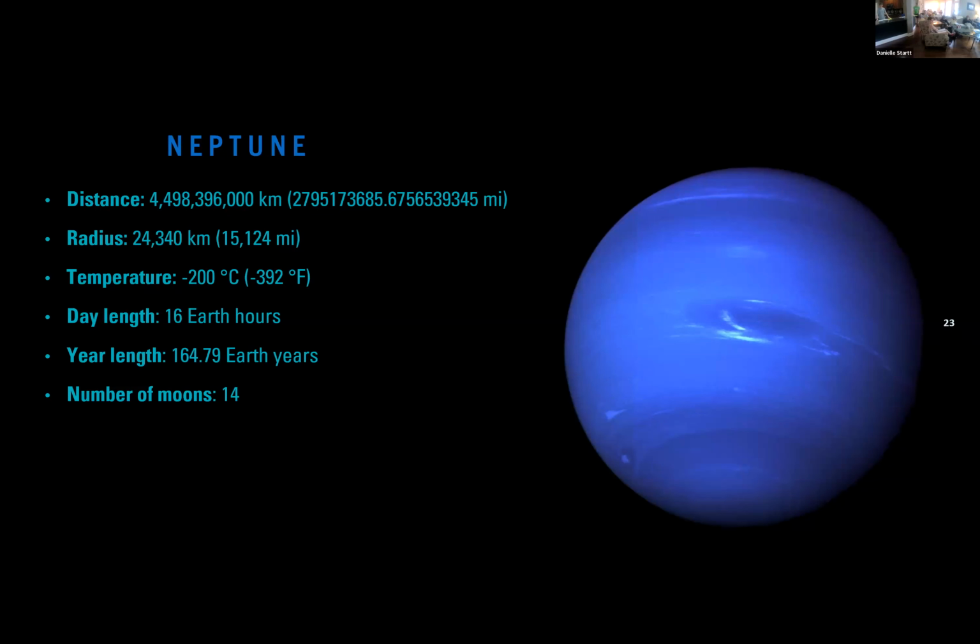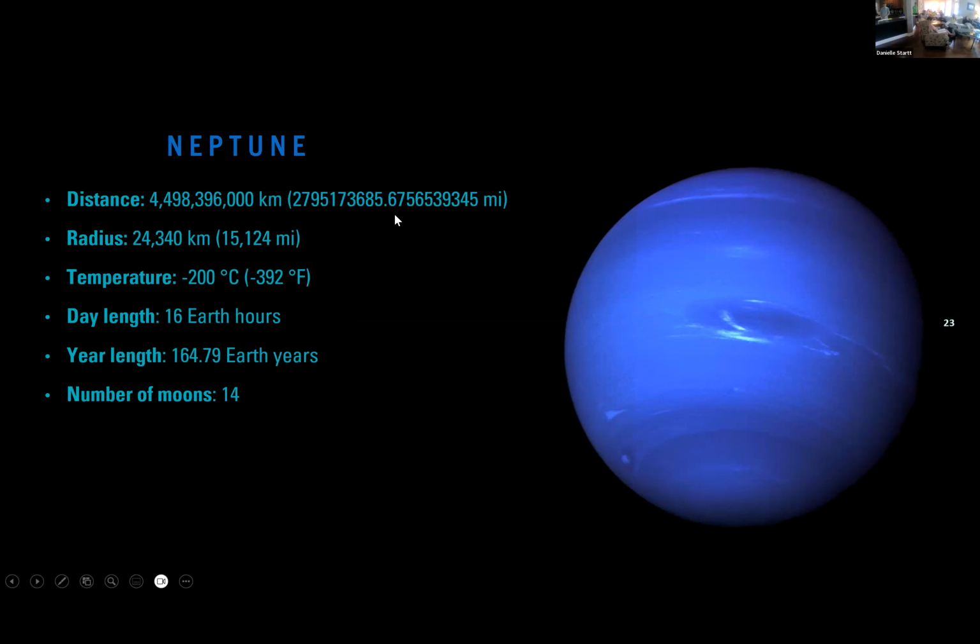Compare that to Venus. Remember, Venus was really slow. Caitlin? It says 164. That's the year length. So 16 Earth hours for a day. And then a year is going to take 164 Earth years for Neptune to make it around the sun. But in the meantime, it is spinning way faster than we're spinning, right? How many Neptune days is one of its years? You'd have to multiply. Alexa, what's 16 times 165? 16 times 165 is 2,640.